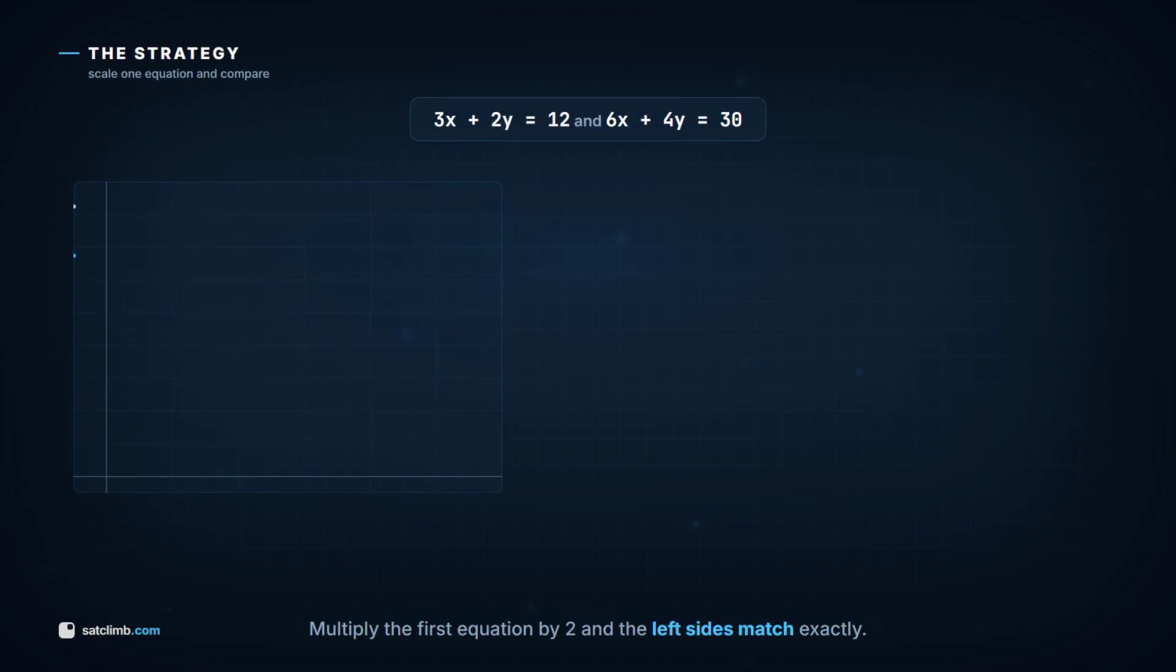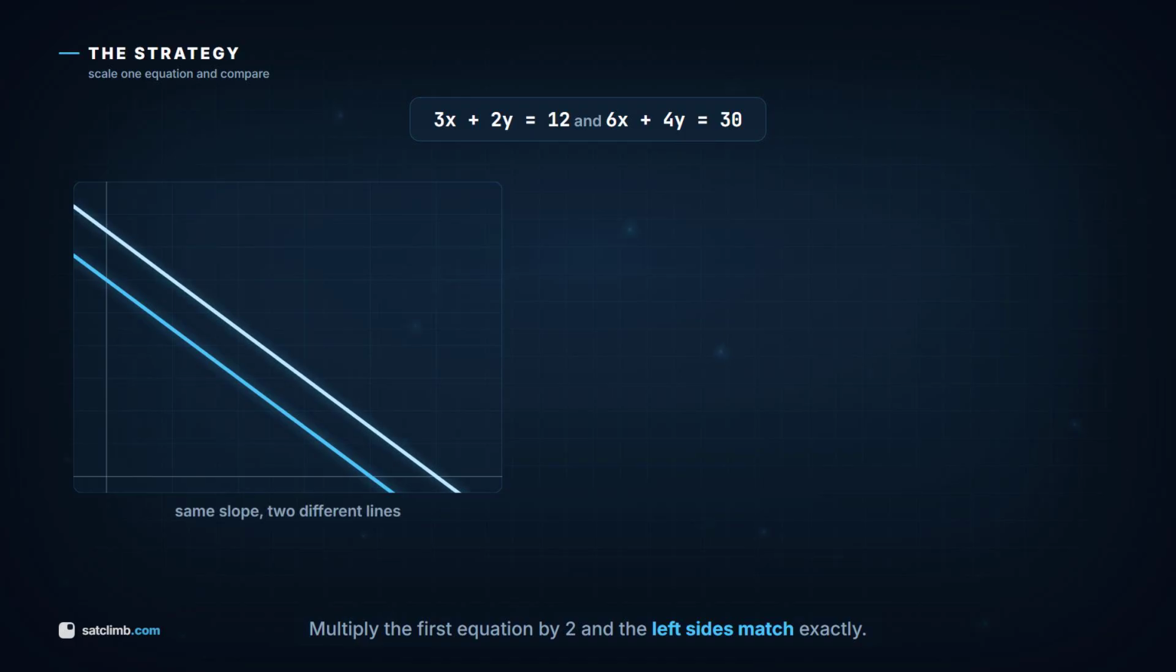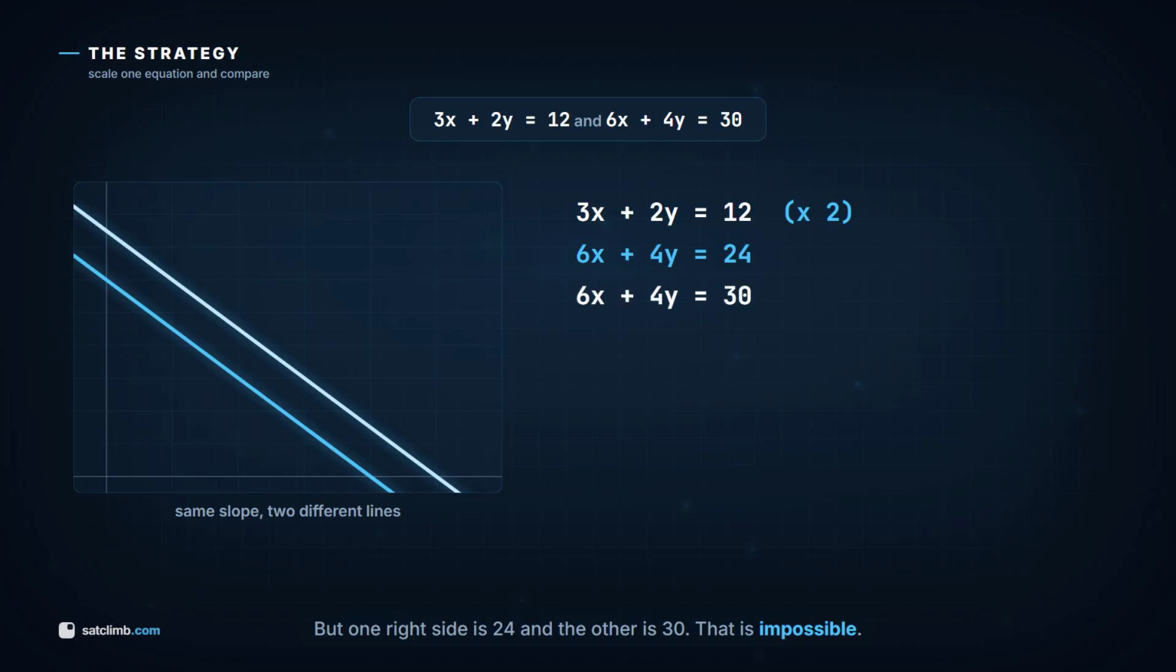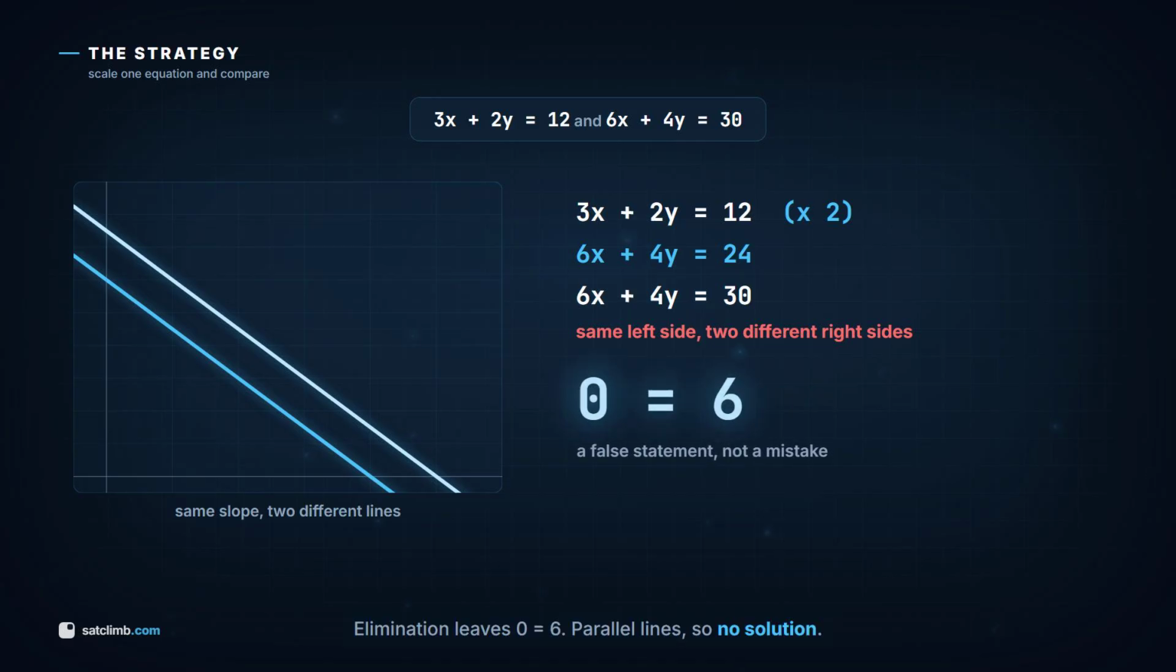Here is the classic. 3x plus 2y equals 12 and 6x plus 4y equals 30. Do not solve. Compare. Multiply the first equation by 2 and the left side becomes exactly 6x plus 4y, the same left side as the second equation. But the right side becomes 24, while the second equation says 30. Same left side, 2 different right sides. That is impossible. Push the elimination through and the variables cancel, leaving 0 equals 6, a false statement. Parallel lines, no solution.